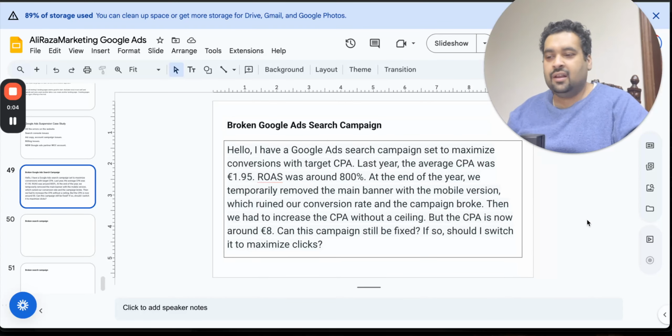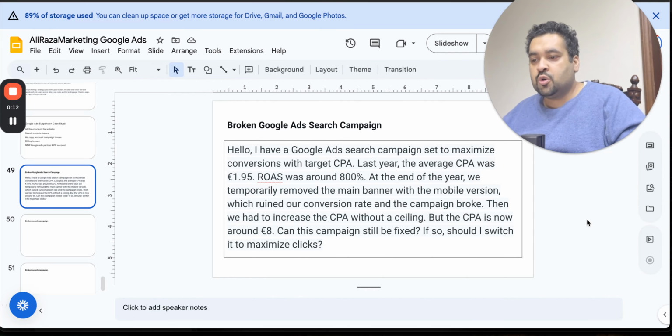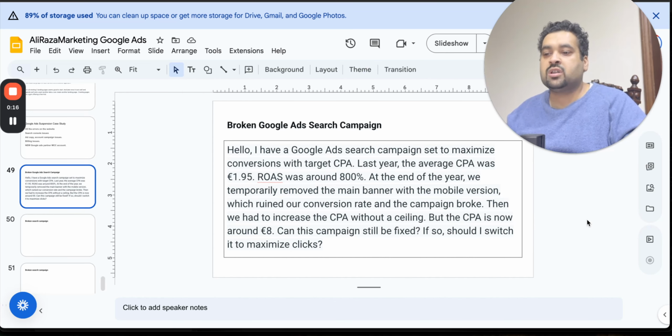Hello, hi. I have a Google Ads search campaign set to maximize conversions with target CPA. Last year, the average CPA was €1.95. ROAS was around 800%, exceptionally great results.